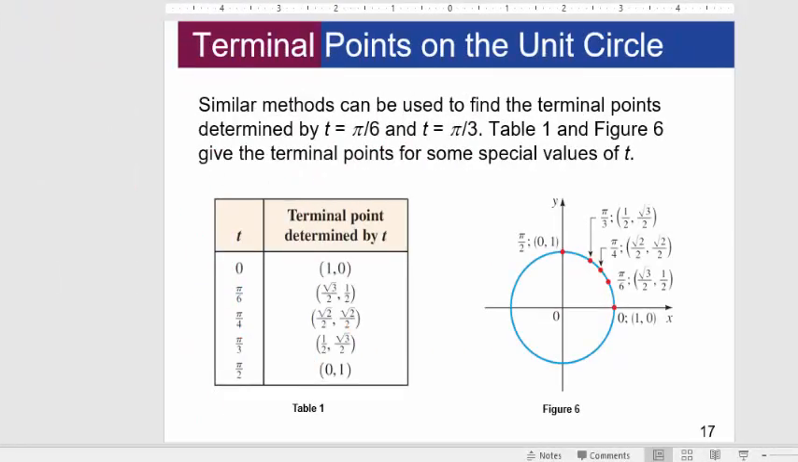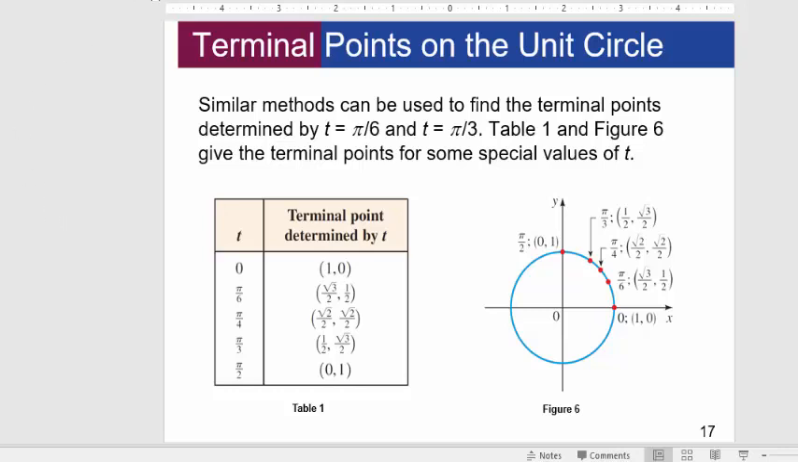We're then told that similar methods can be used to find the terminal points determined by pi over 6 and pi over 3, which again, this is our other triangle, right? So we used our special 45, 45, 90 triangle to find the terminal point determined by pi over 4. We could use our 30, 60, 90 triangle to determine the terminal point defined by pi over 6 and pi over 3. All right, we just used our 30, 60, 90 triangle.